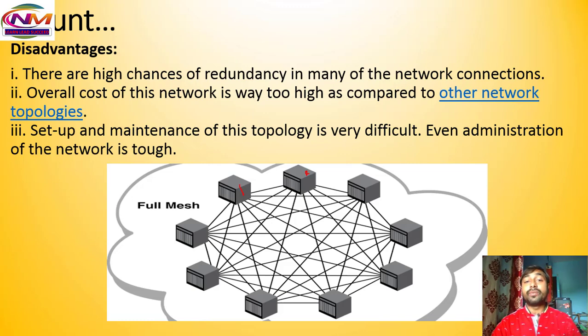Overall cost of this network is way too high as compared to other topologies. See here you can see how many wires are connected in this topology. So the cost of the wire as well as the networking is very difficult to arrange. If any problem occurs, it is very difficult to find out. And the last disadvantage is that the setup and maintenance of this topology is very difficult. Even administration of this network is very tough because we cannot find out which wire is connected to which machine. So this is the third disadvantage of mesh topology.